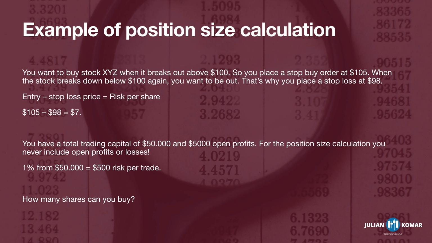And now let's assume you have a total trading capital of 50,000, and you have 5,000 open profits in your portfolio. So you always own some shares, and now you have 5,000 open profits. Of course, you do not take the 5,000 US dollars in the calculation. So you leave it out because you want to be conservative when it comes to risk. So for the position size calculation, you never include the open profits or losses. And you only take the 1% from the 50,000, and that means 500 US dollars risk per trade.